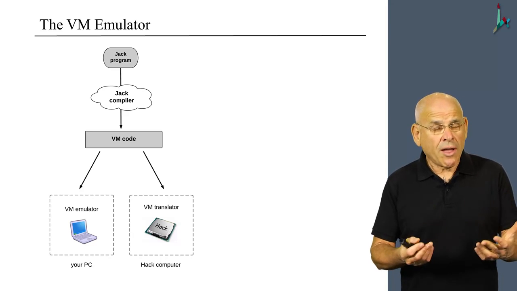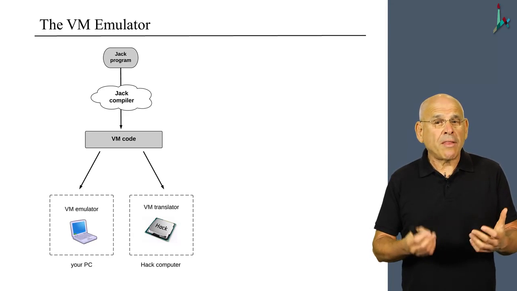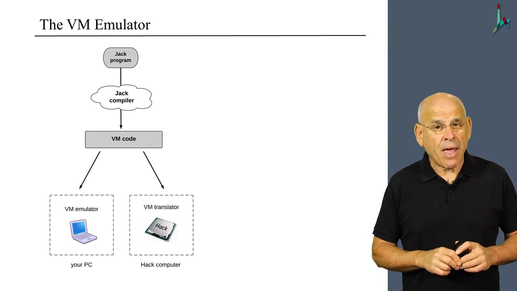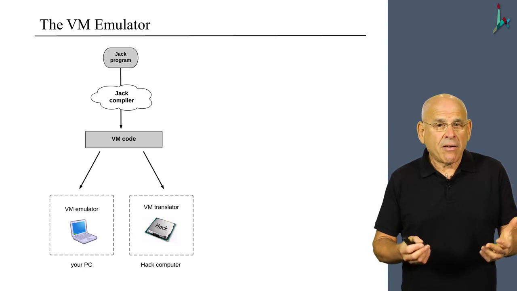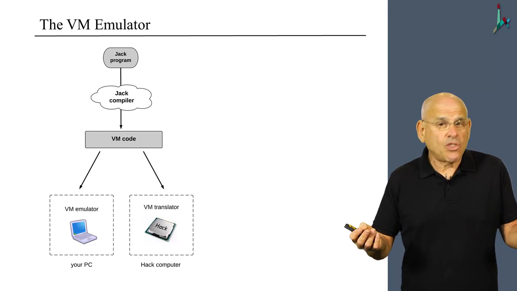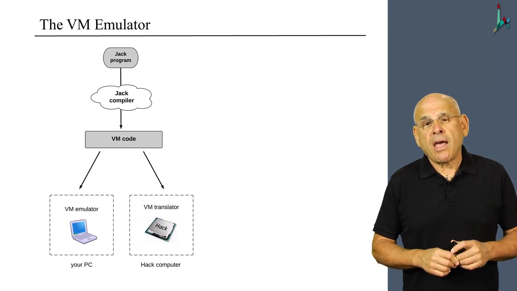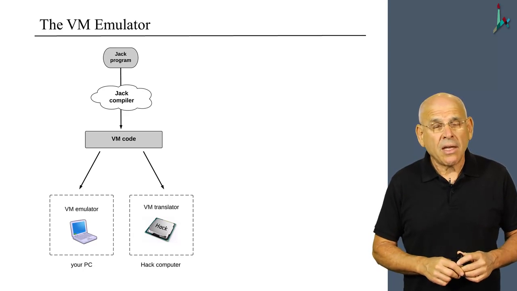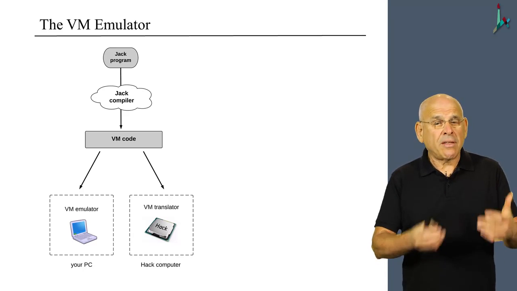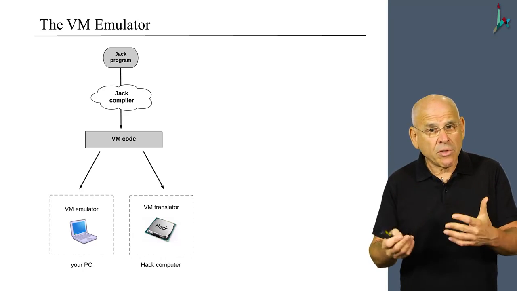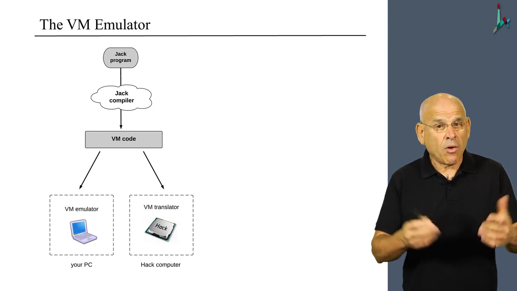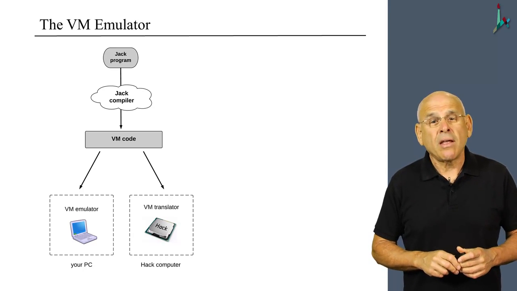And there's also a shortcut which enables you to run the VM code as is, and you can do this using the VM emulator. So the VM emulator is a high-level program. It's written in Java, in our case, and you can run this VM emulator on any computer, including your own PC. And indeed, if you downloaded the Nand to Tetris software suite, you have on your computer the VM emulator that I'm going to discuss throughout this unit.